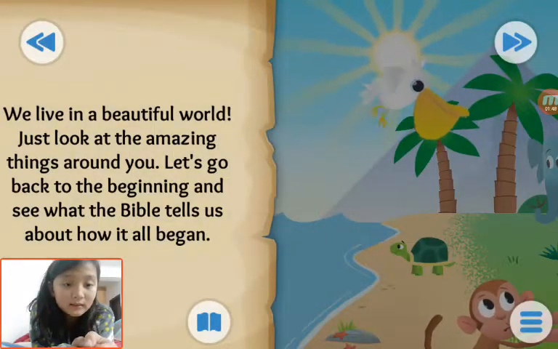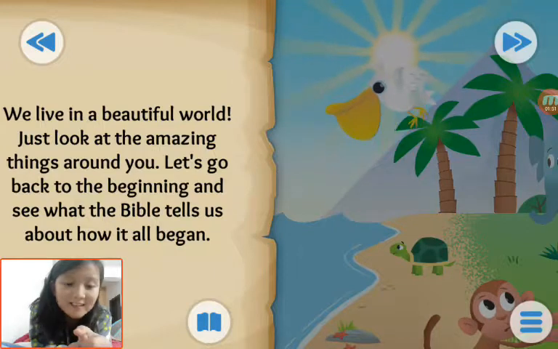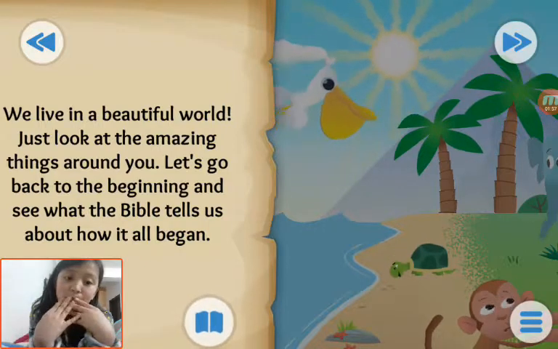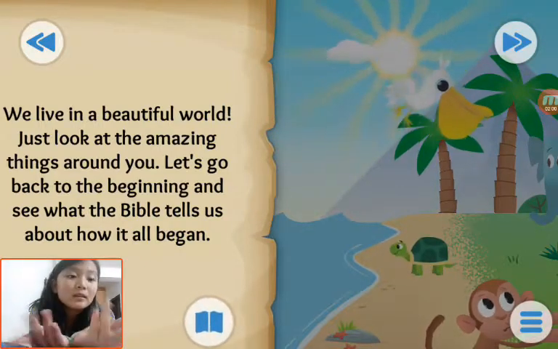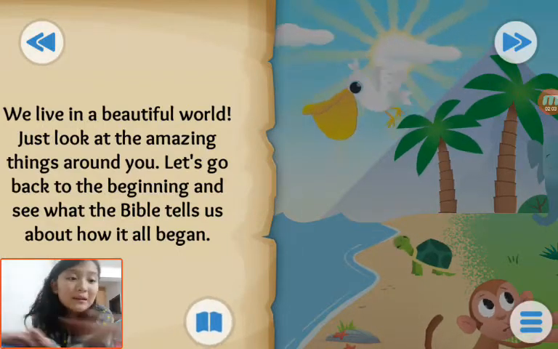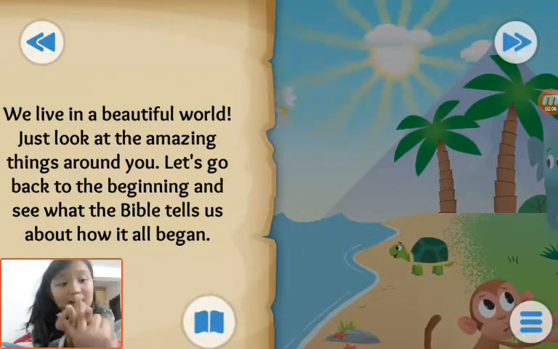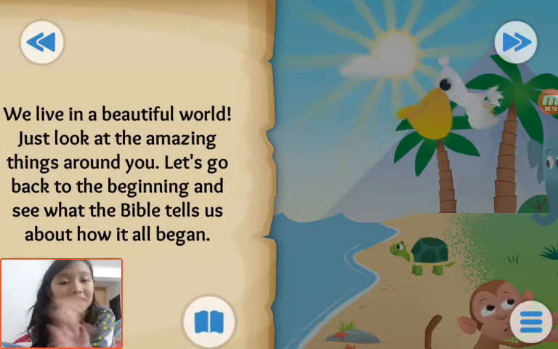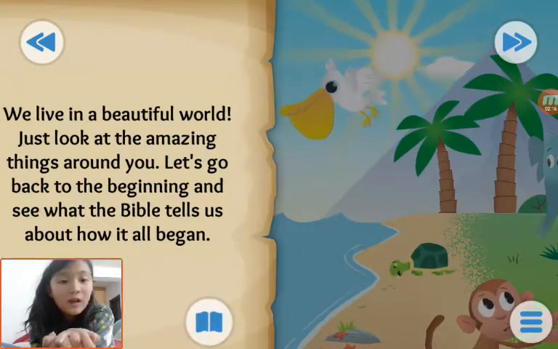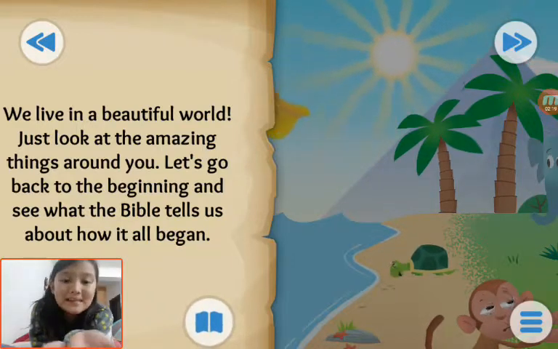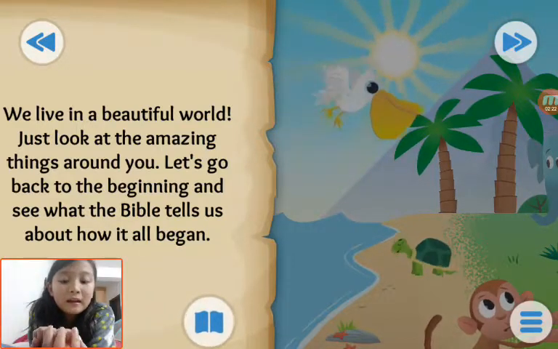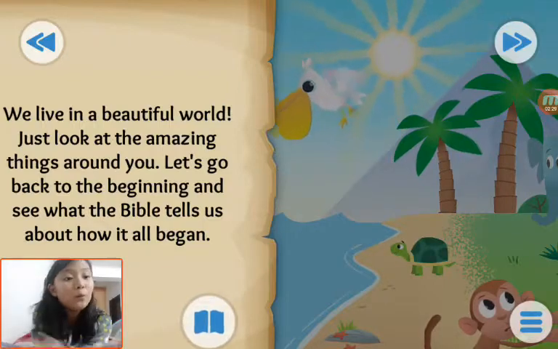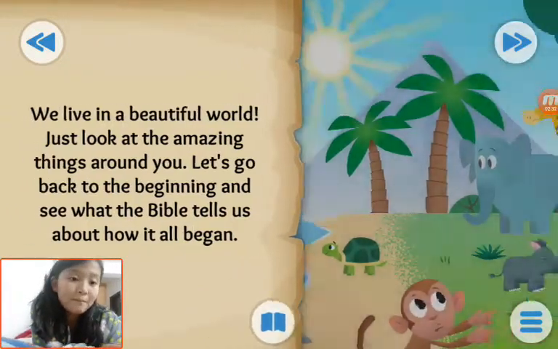We live in a beautiful world. Just look at the amazing things around you. Let's go back to the beginning and see what the Bible tells us about how it all began. In our life, there are so many beautiful things like flowers, trees, animals, sea, grass. Many things are wonderful and beautiful. Do you know who has made them? Yes, God has made them. And the Bible will tell us how God has made the world.